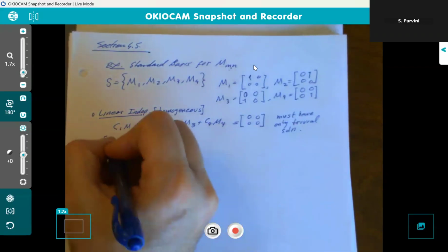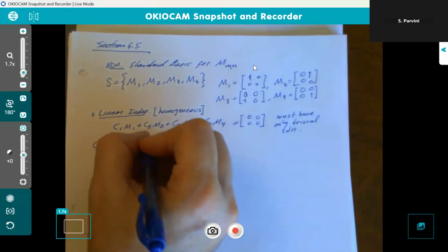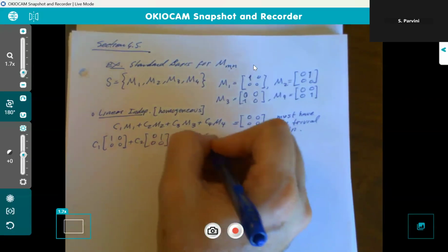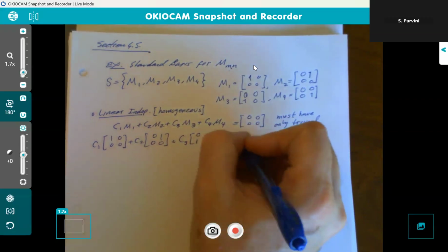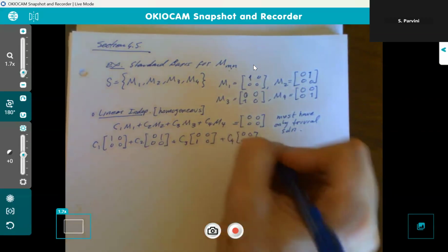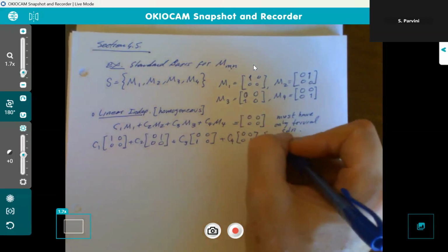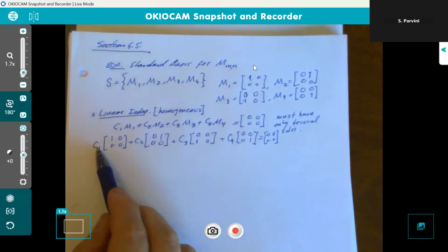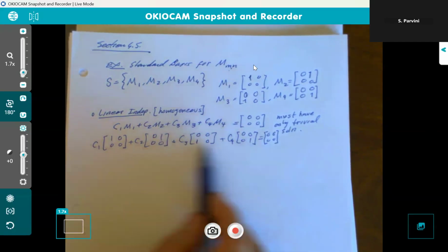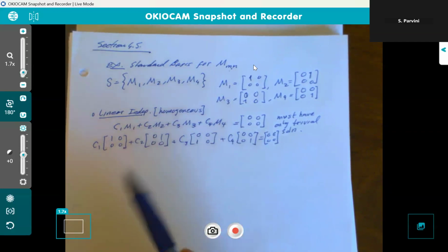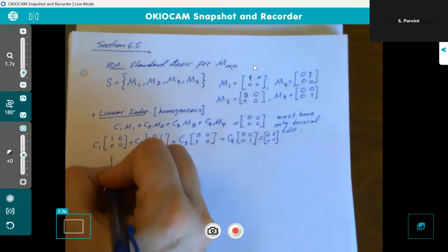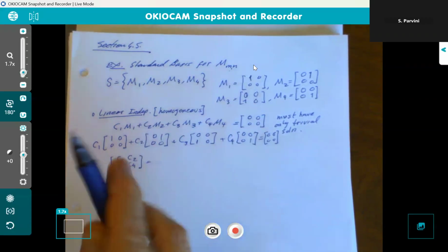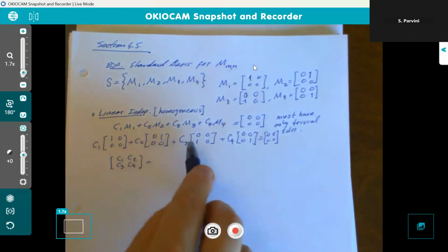Well, that's C1 times 1, 0, 0, 0 plus C2 times all of those M's that I made up here, plus C3 times 0, 0, 1, 0, and plus C4 times 0, 0, 0, 1, and equal to, again, your 0, 0, 0, 0 matrix. Now, you're adding four matrices, C1, C2, C3, C4. The way you add matrices, you add corresponding positions, elements in the matrix.